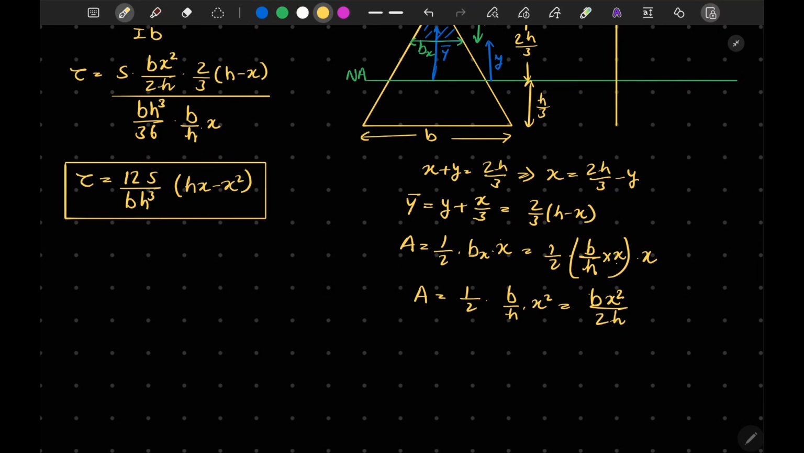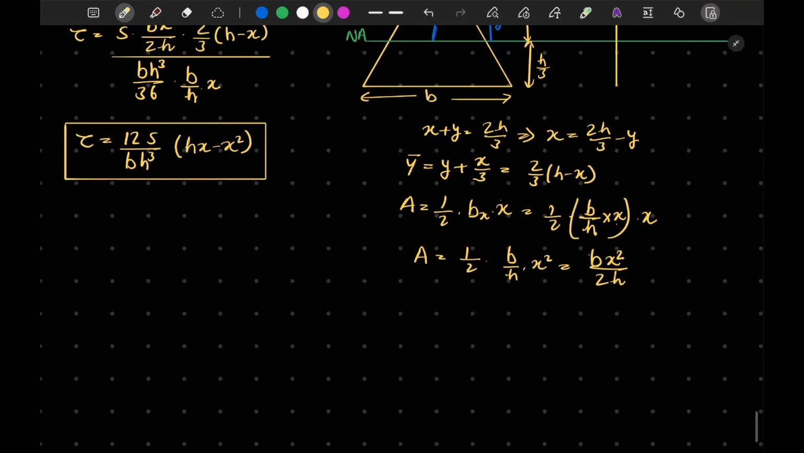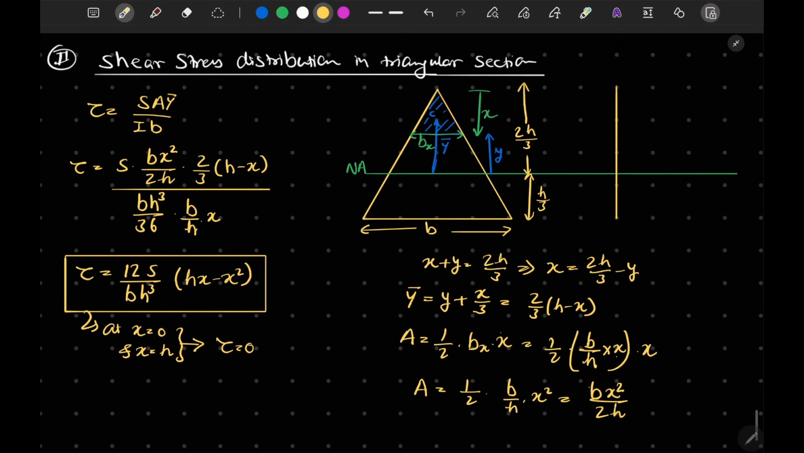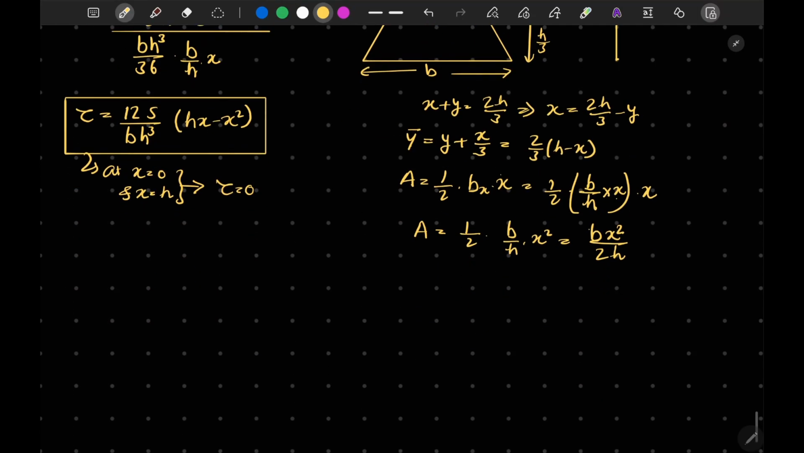So for the triangular section also, the stress distribution is parabolic only. Now from here we can write at x is equal to 0 and x is equal to h, at both these conditions tau is equal to 0. So at this point and this point, from x we are measuring from the top point, so x is equal to 0 here, and h, that is the base, the shear stress value is 0.